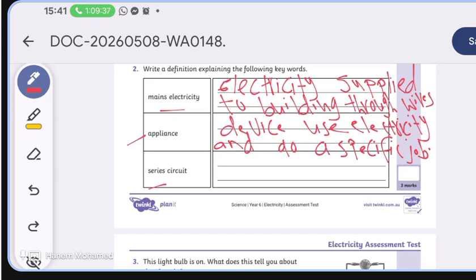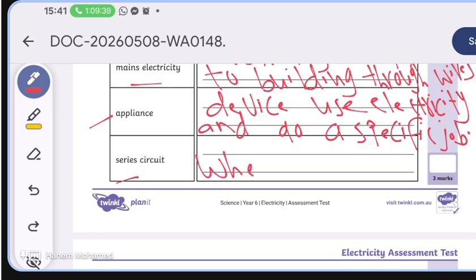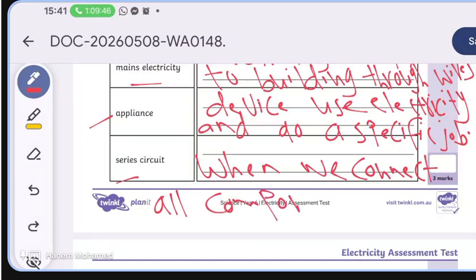So a series circuit is when you connect all components in one route on one loop only. One loop means like after each other's. And if we increase the number of the components, the intensity of the light, or the buzzer sound, will be less. But in the parallel circuit, when you connect them into many loops, the intensity will be the same.